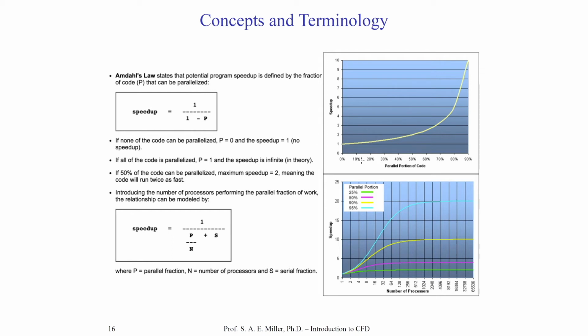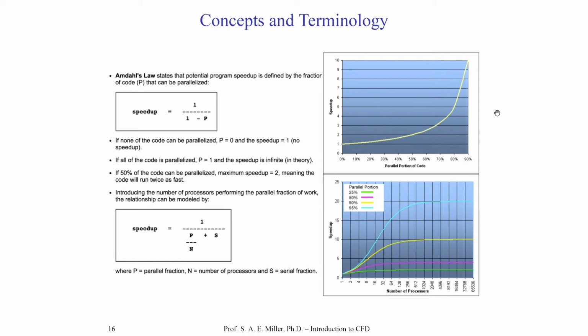On the x-axis is the parallel portion of the code that can be parallelized, from 0% to, say, 90%. So if none of the code can be parallelized, the speedup will always be 1 by definition. That is pretty straightforward: 1 over 1 minus 0 is 1. If 90% of the code can be parallelized, and ideally there's no computational overhead, then we will have a speedup of a factor of 10. This means that the code will essentially run 10 times faster if we are able to parallelize 90% of the code.